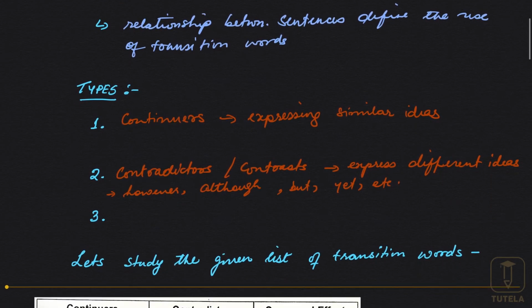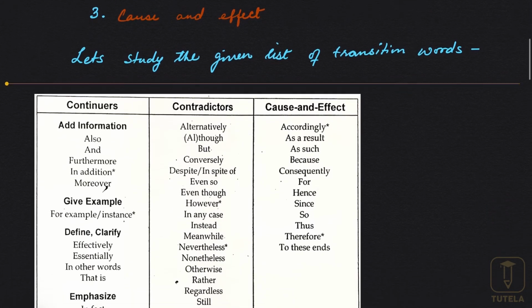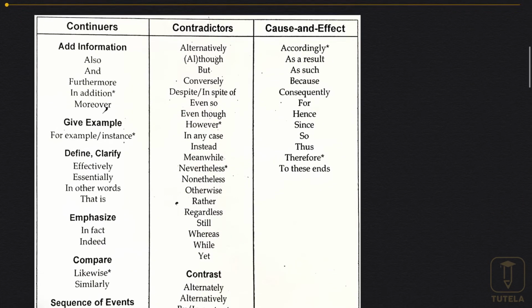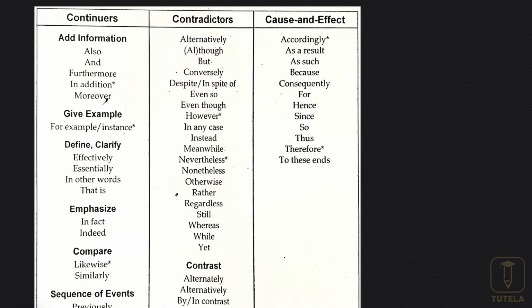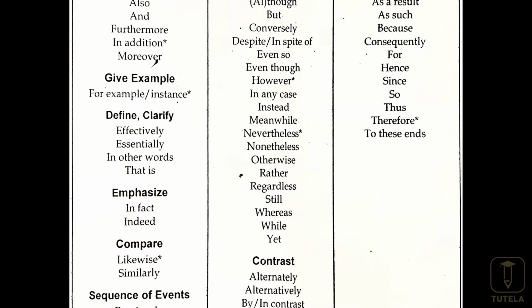The third type is called cause and effect transition words. Here, these words link a cause and an effect together. Now let us study the given list of transition words. As you can see, we have listed different transition words on this paper. We have continuous and different categories of continuous as mentioned. We have contradictors and contrasts and cause and effect.